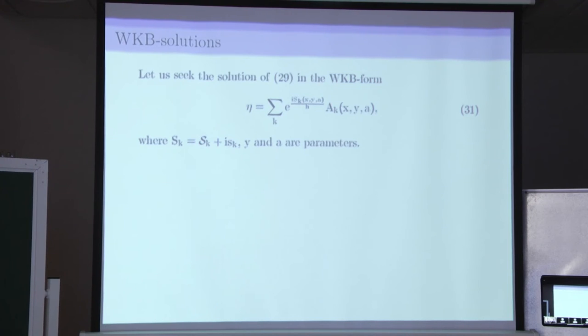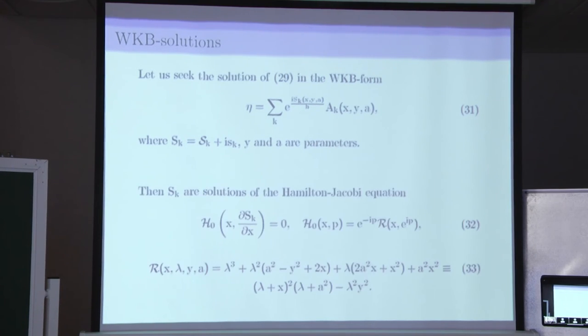The idea is similar. Let us seek the solution in the WKB form. This form is not global. It works only in some bounded domain. Such a representation gives us the Hamilton-Jacobi equation. So if we substitute this approximation into the original pseudo-differential equation, we obtain a Hamilton-Jacobi equation which corresponds to such a characteristic polynomial, to such a polynomial of the third order.